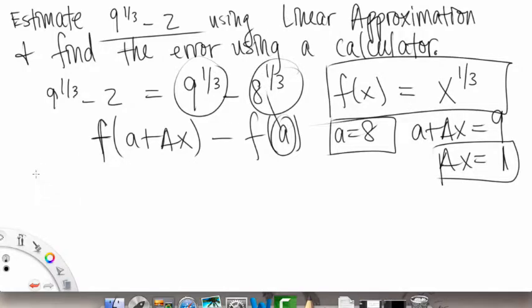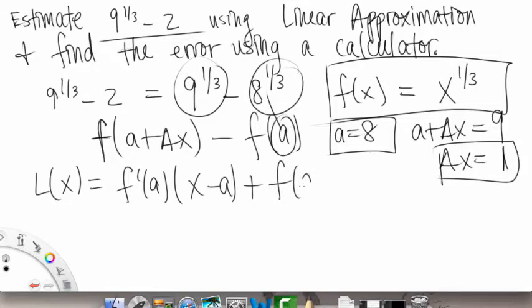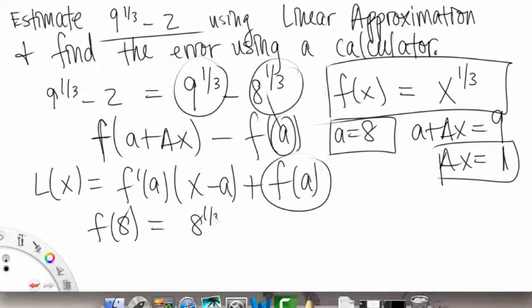Okay, so now let's write down the linear approximation formula. L(x) = f'(a)(x − a) + f(a). All right, so let's get to solving this. First of all, let's find f(a), which is f(8) in this case. f(8) is equal to 8^(1/3), which is equal to 2. So that was pretty simple, right? And we know that a is 8, so we'll have an x minus 8 here eventually.